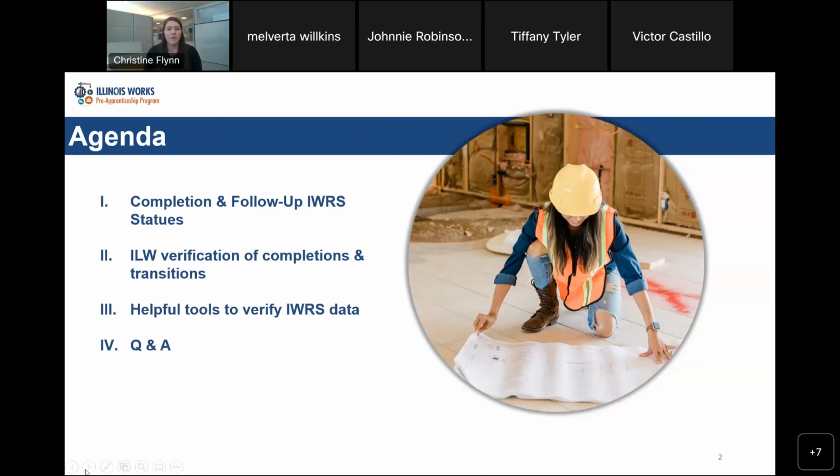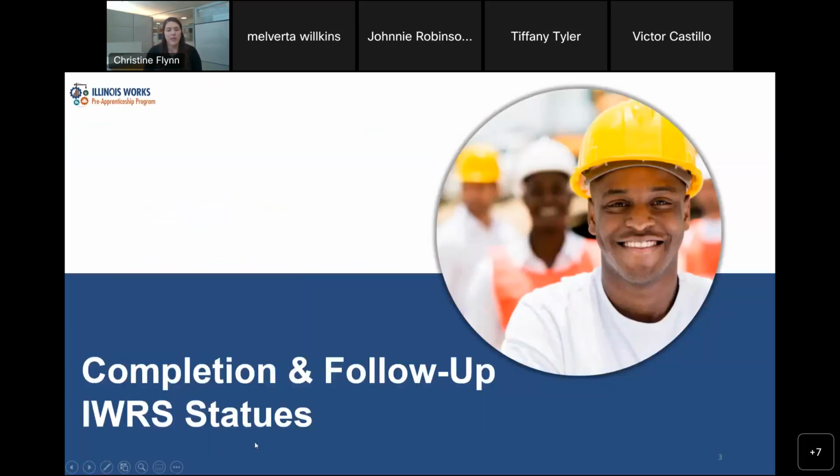So let's go ahead and move into our first section, where we're going to talk about the 6 program completion statuses. And if you would like more information about program completion and follow-up, the processes outside of IWRS, all of this is outlined in section 8 of your grantee manual. That starts on page 124 if you are looking for a reference on those processes.